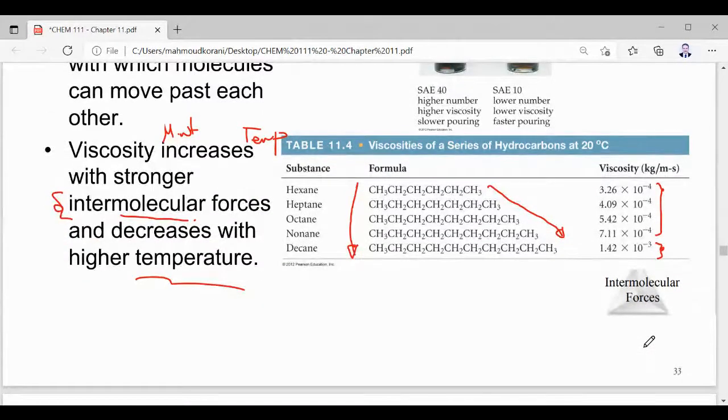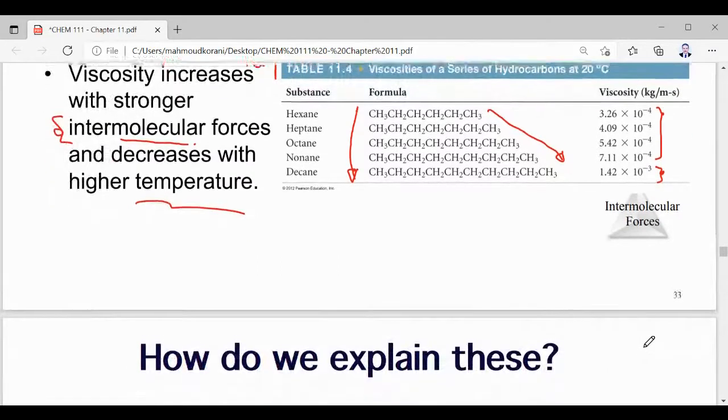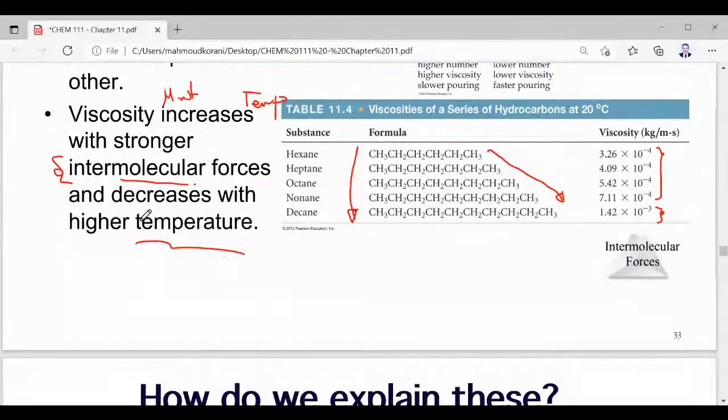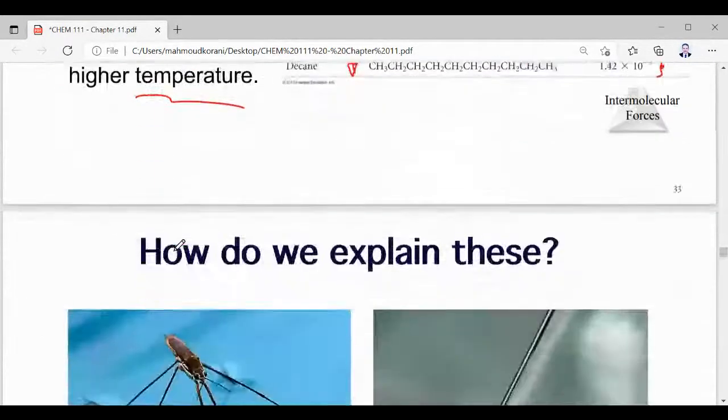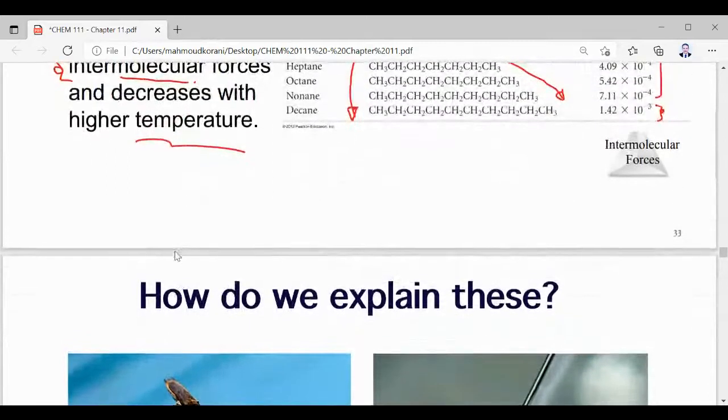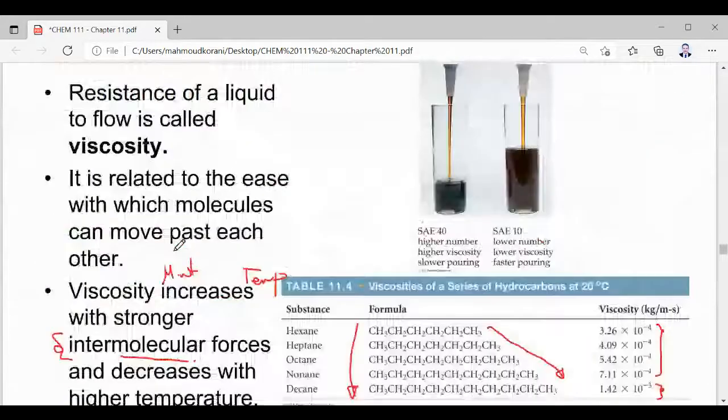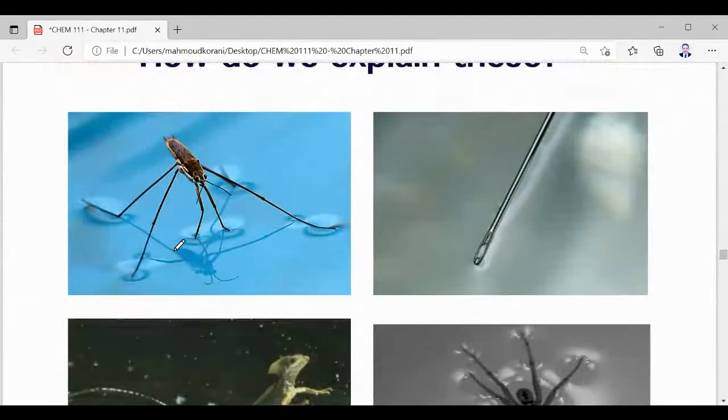For the non-polar groups, non-polar chains, or non-polar categories, it depends on the molecular weight, as you see. Actually, viscosity is inversely proportional to the temperature. Increasing the temperature decreases the viscosity. Now let us go to the second property, which is surface tension.